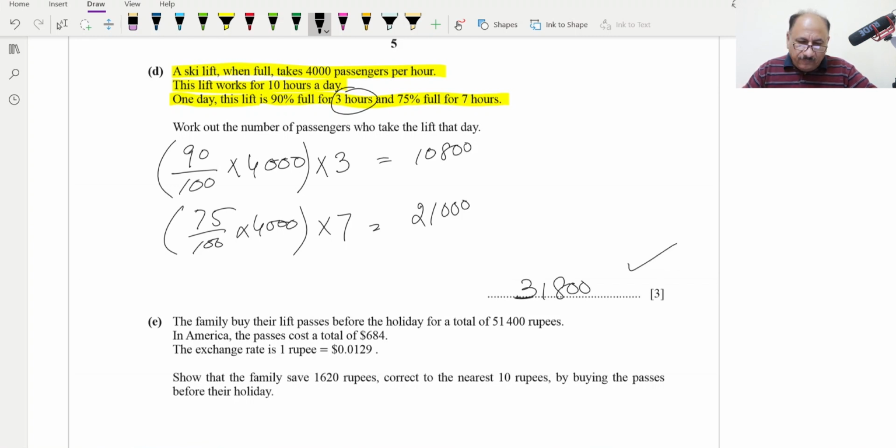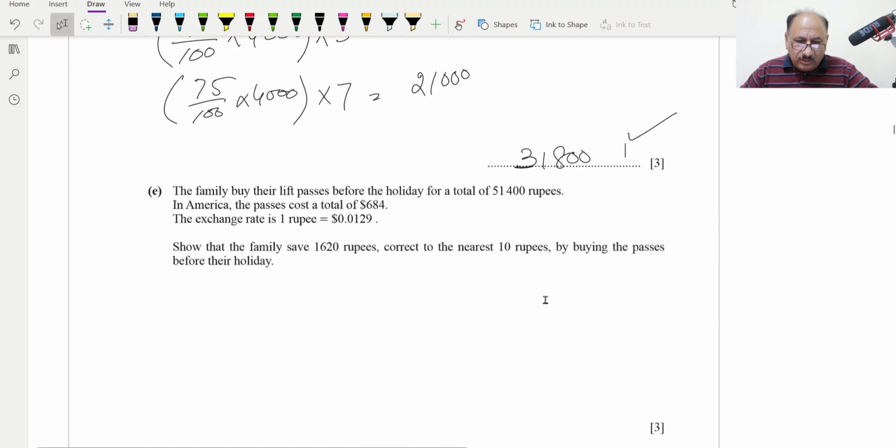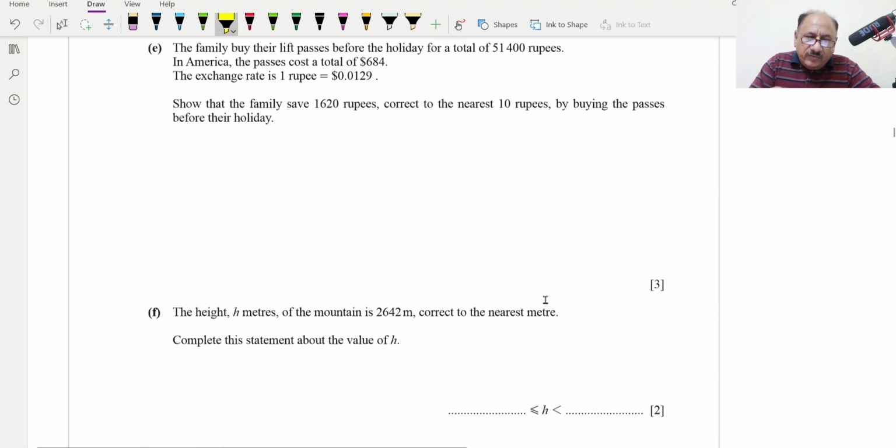31,800. This will be the final answer for part D. Now we can go through part E. The family buy 3 lift passes before the holiday for a total of 51,400 rupees. In America, the passes cost a total of this much. The exchange rate is 1 rupee. To this, show that the family save 1,620 rupees, correct to the nearest 10 rupees, by buying passes before their holiday.